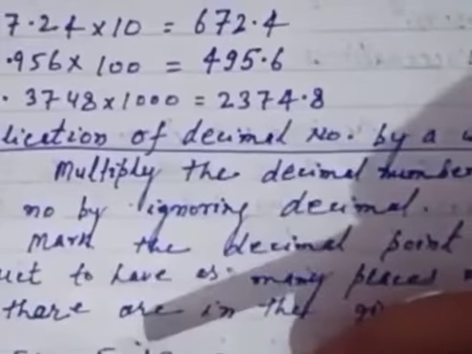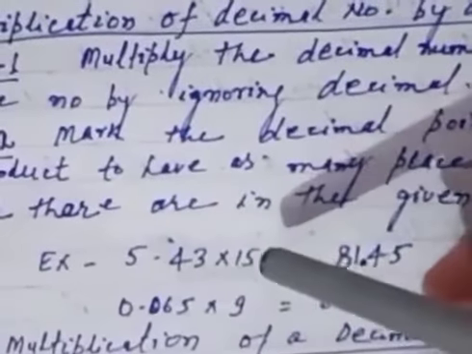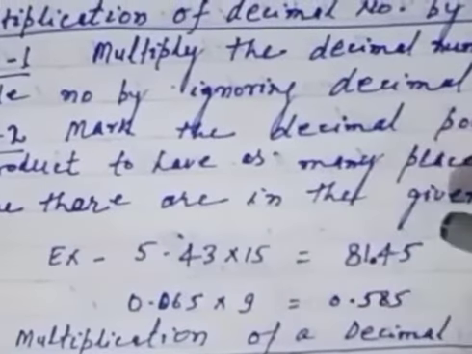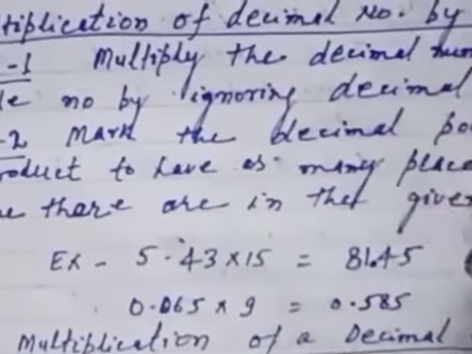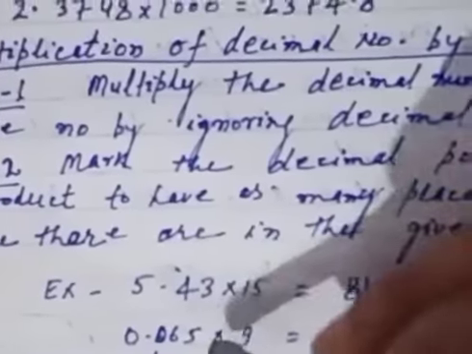जैसे as for example 5.43 into 15. The first we will multiply 543 by 15. Then we will put the decimal from the right side after 2 places, and so on.